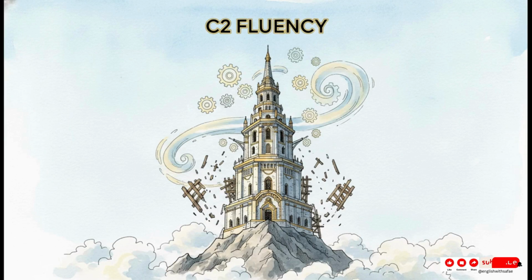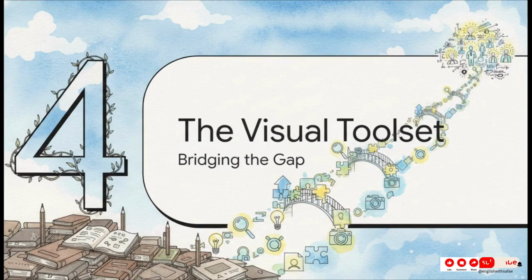And when you finally hit C2, the scaffolding comes down. You are no longer translating anything in your head. You are seamlessly thinking and just existing in English. This is the absolute peak that our source promises. So, how do we actually do this? That brings us to section 4, the visual toolset, bridging the gap.